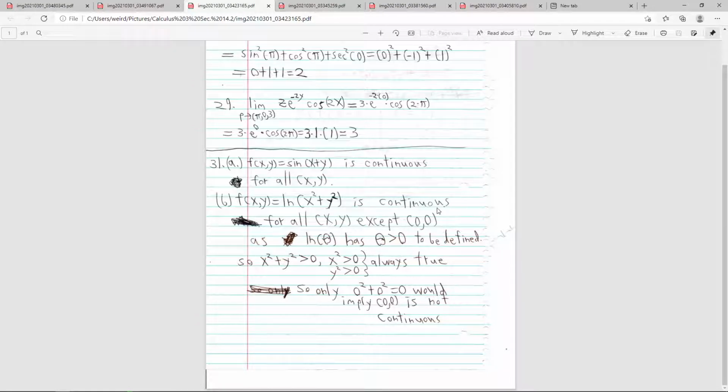That's the only point where it would not be continuous, because any negative or positive values, except for 0, work. Like -2, if you're squaring -2, it's 4, and 2 squared is 4. So really you only have 0 and 0. X squared plus y squared equals 0 only when both x and y are 0.